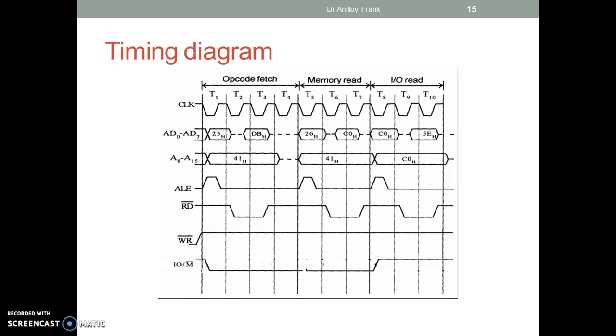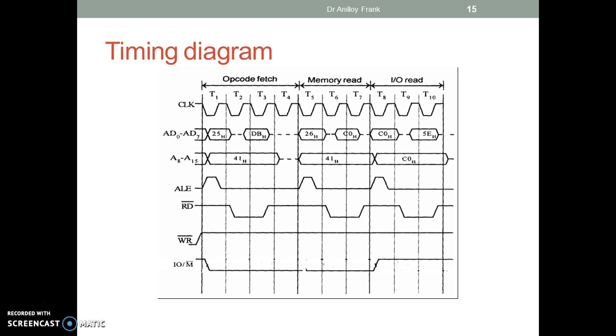The timing diagram. In the first clock cycle T1, ALE goes high, indicating the AD0 to AD7 lines contain the lower address. The IO bar is low, indicating a memory read. In the next 3 cycles, T2, T3, T4, AD0 to AD7 contain data. It indicates a read signal because RD bar goes low. It is a memory read because IO bar is low.